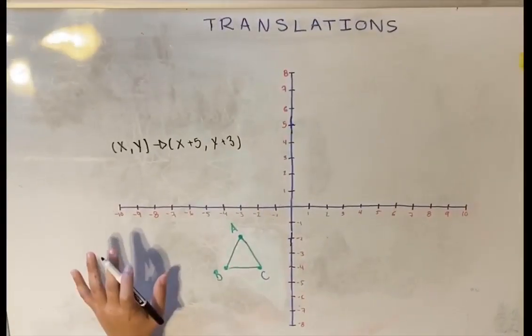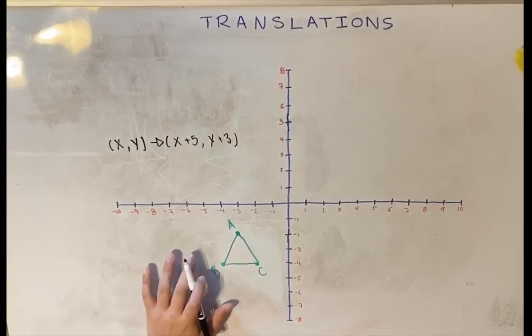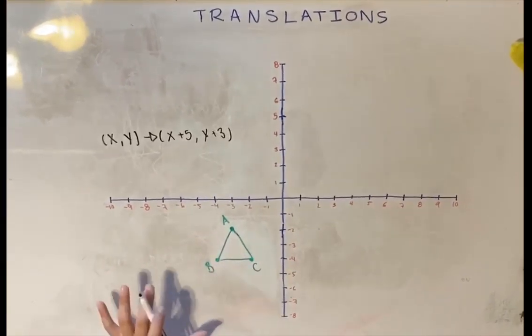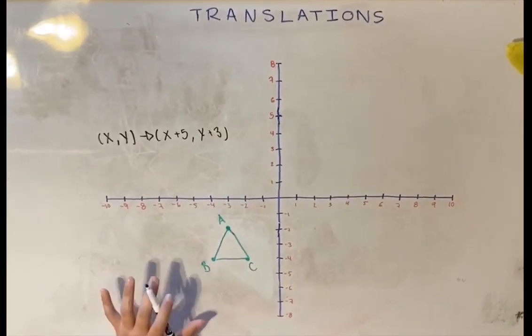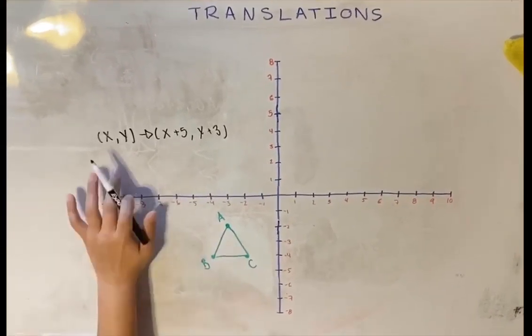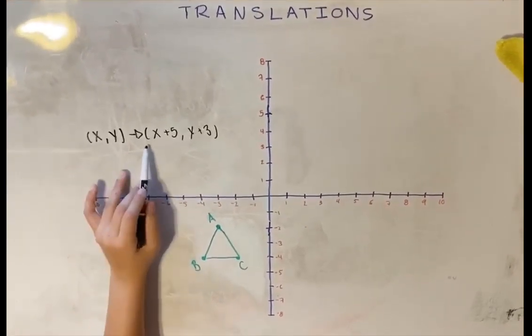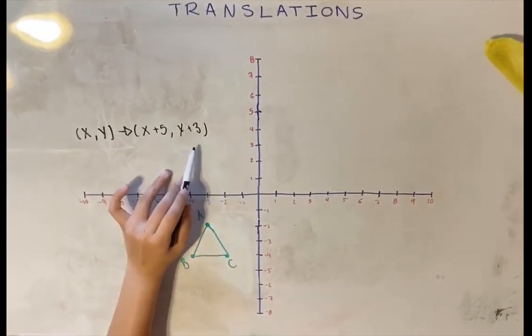Alright guys, for this last example, we're going to be working with a shape. Now don't be intimidated just because you see multiple points. This is going to work the same as if you were working with its individual points. So now we're going to grab each point and work this rule with all of them. So it's x, y turns into x plus 5, y plus 3.